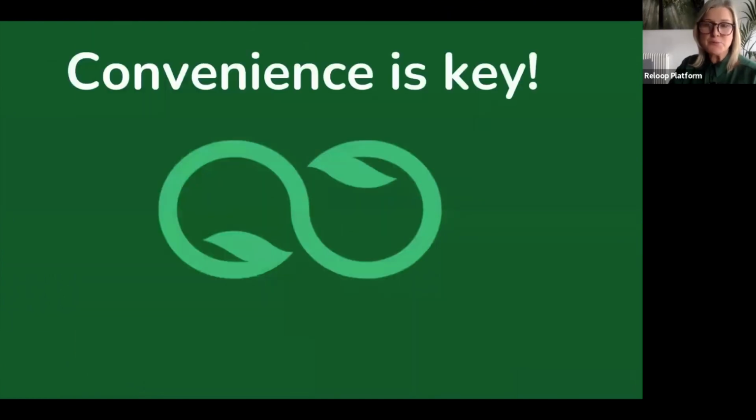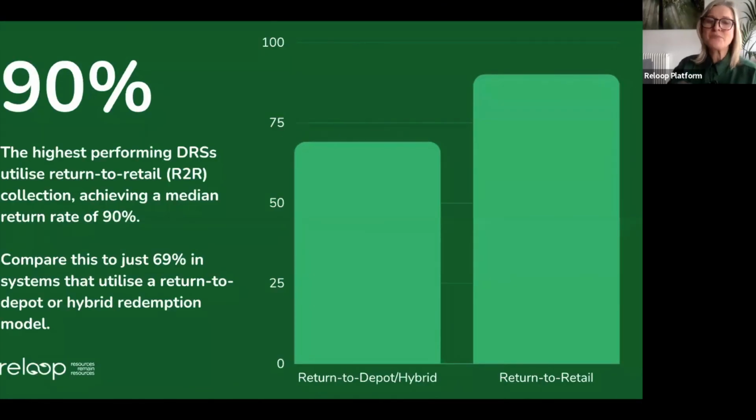So that's very important, but also convenience is, of course, key. We've looked at the return to retail countries versus the depot countries or the hybrid models that we see a lot in America. And you can clearly see that return to retail systems are the ones that are achieving the 90% plus, whereas in the hybrid / depot, we're getting at about an average of about 69%.